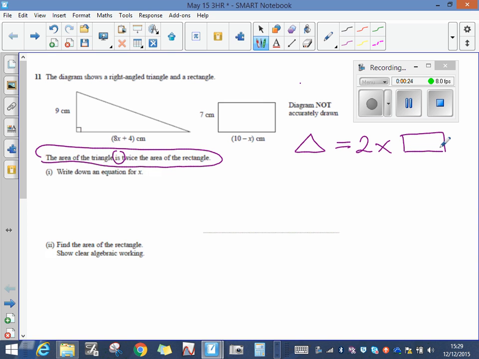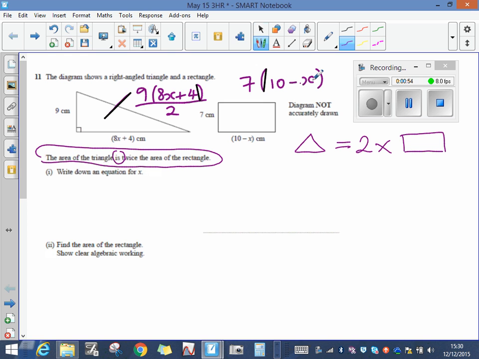Okay, so first of all, we've got the fact that the area of the triangle is always going to be half base times height. So I'm going to write it as base times height. Well, I'm going to put the height first. So the area here is 9 times (8x + 4), and that's divided by 2 because we've actually got a triangle. The area of the rectangle is height times length, which is going to be 7 times (10 - x).